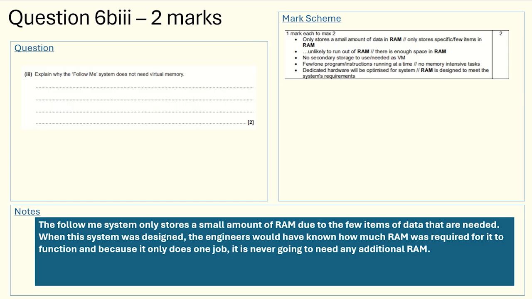But try and just understand that this has been designed for a specific purpose, and it's not going to need any more RAM than what has been put into the system because it's only got one function, and that's for 2 marks.